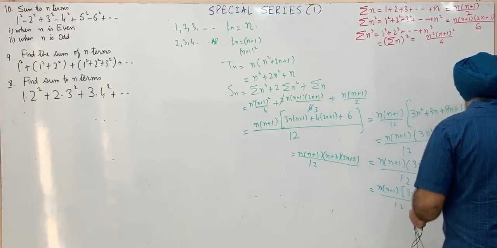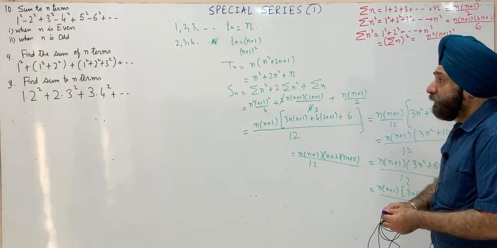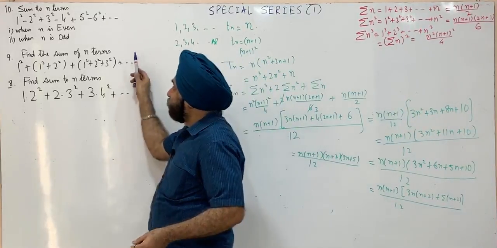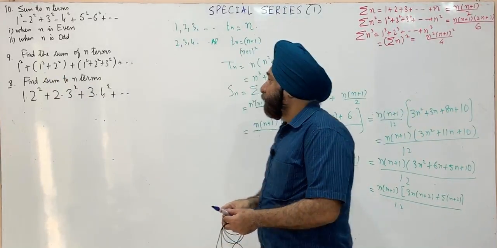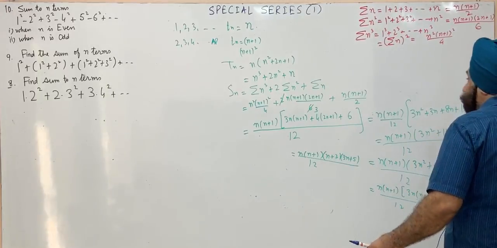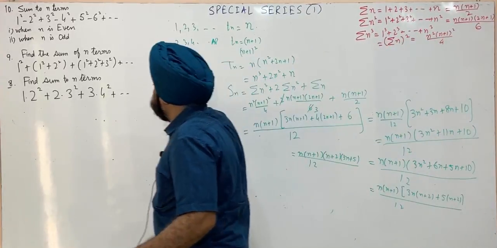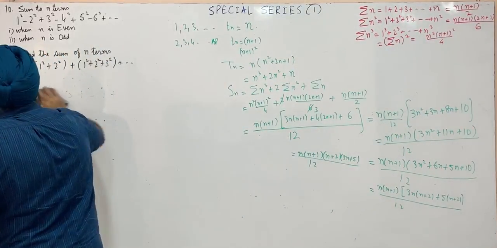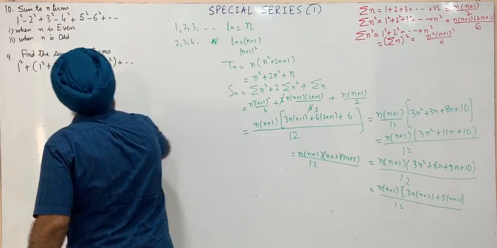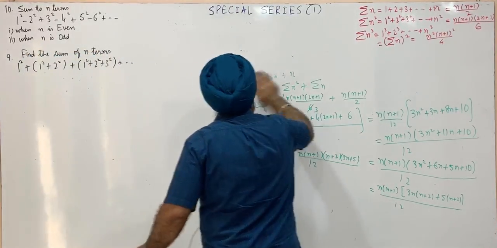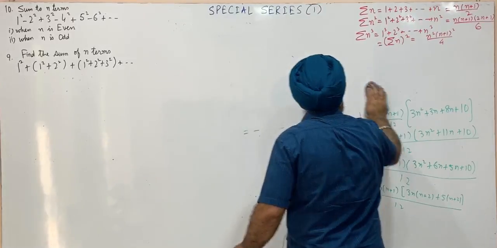Next is a somewhat different question. We have to find the sum of n terms of this series. 1 square, the second term is 1 square plus 2 square, the third term is 1 square plus 2 square plus 3 square, and so on. So first of all we need the nth term.